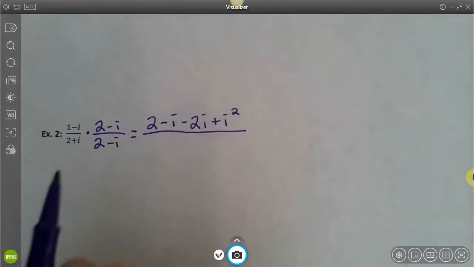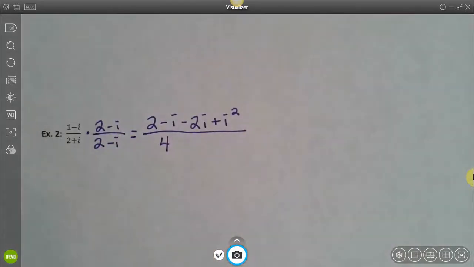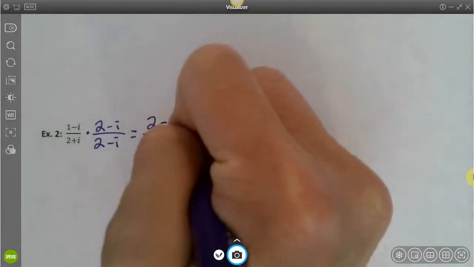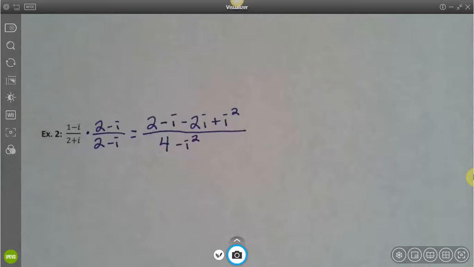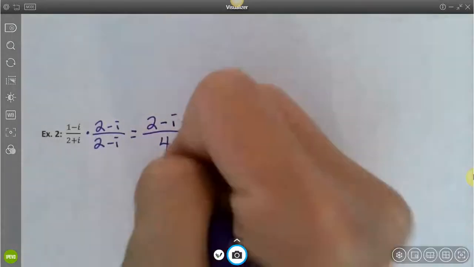And then we also need to FOIL on the bottom. 2 times 2 is 4. But then remember, we said since we're multiplying by the conjugate, the outer and inner are going to cancel out. So we can just do last times last, which gives us a negative i squared. And then each of these i squareds we're going to replace with a negative 1.